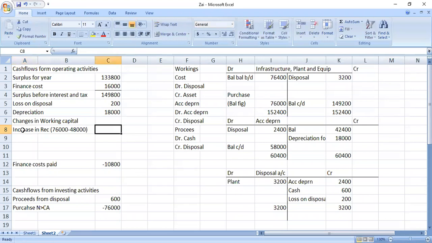So how much is that? That is 76,000 less 48,000. An increase in receivables means that your debtors are not paying you. So if they're not paying you, that's not good for cash, and hence this should be a negative. So the answer should be negative.